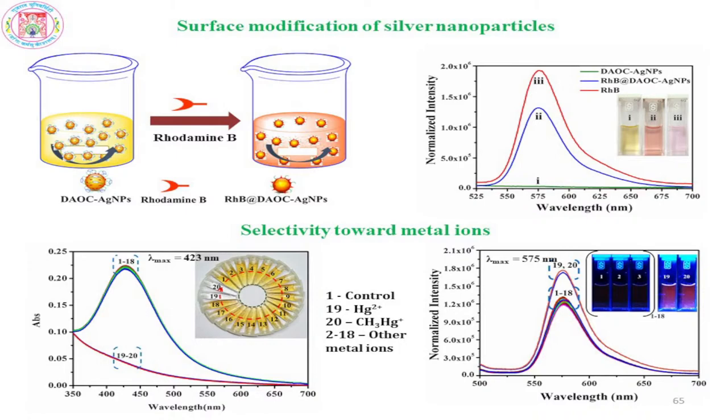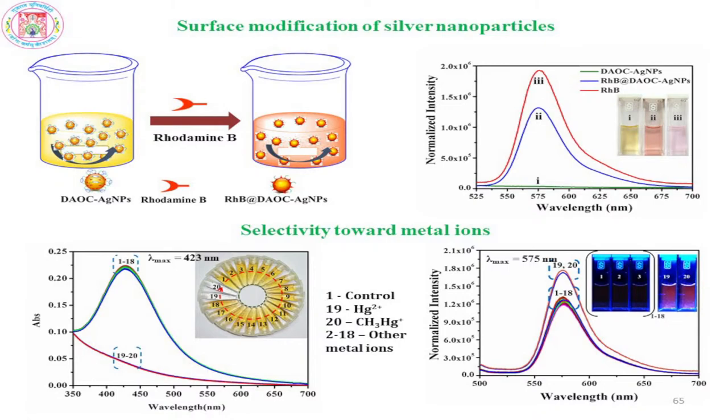Now, amongst the various metal ions which we have tried, only mercury and methyl mercury work. And you see the SPR band which we were observing at 423 nanometer disappears. Why does it disappear? Not because of the interaction, but because it forms a silver mercury alloy. And it has been confirmed by our TEM and SEM images.